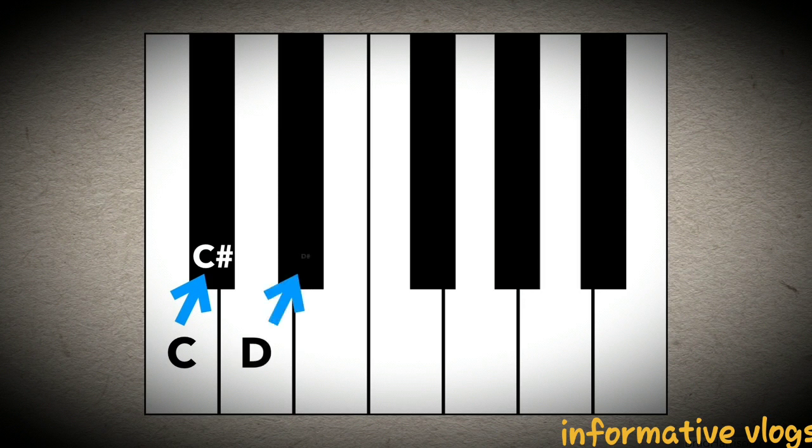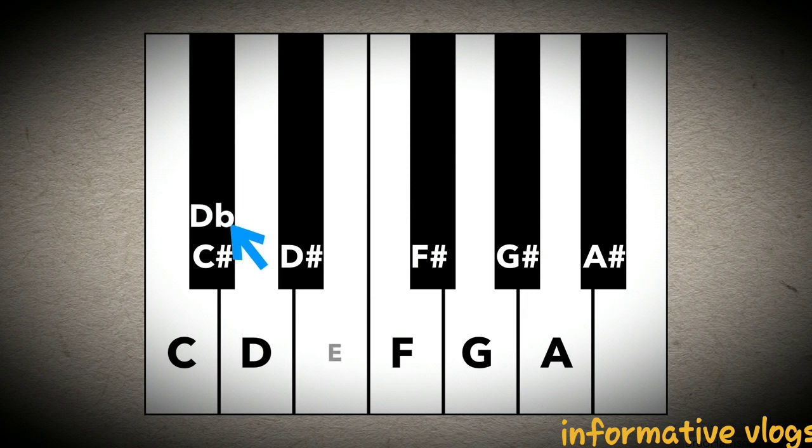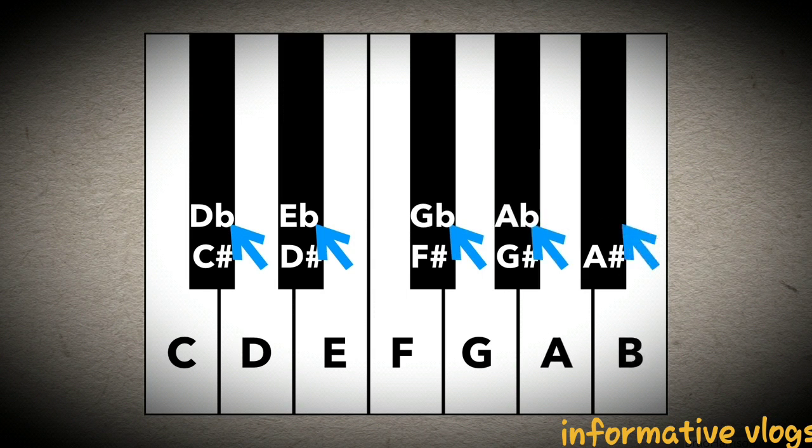Up a semitone from D is D sharp. This is F and F sharp, G and G sharp, and A and A sharp. For flats, this is D, and down a semitone is D flat. This is E, and this is E flat. This is G and G flat, A and A flat, and B and B flat.